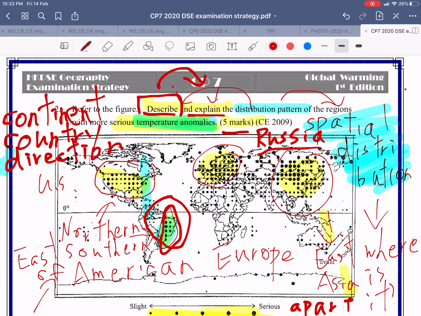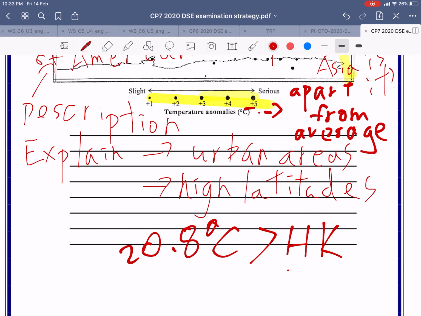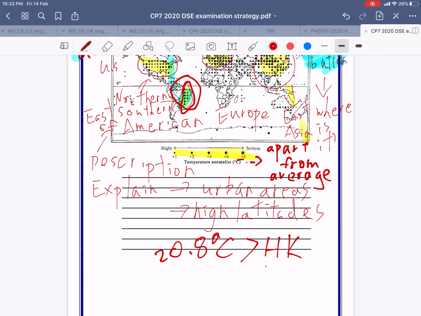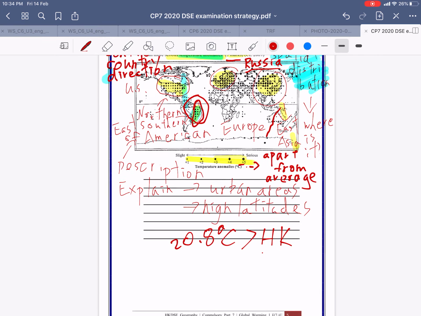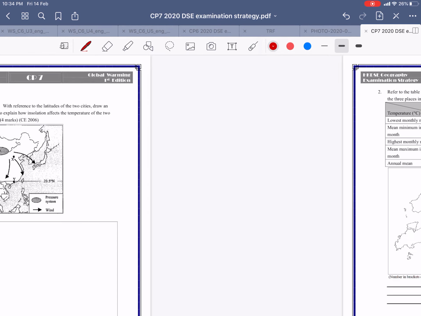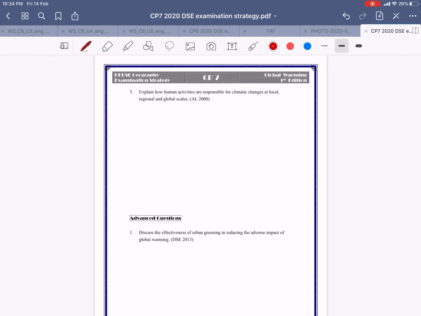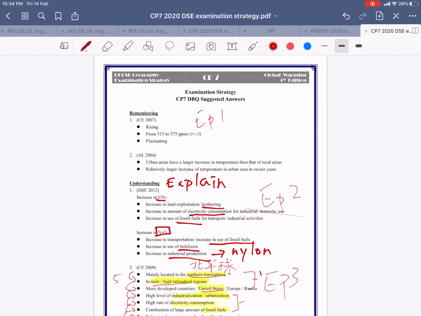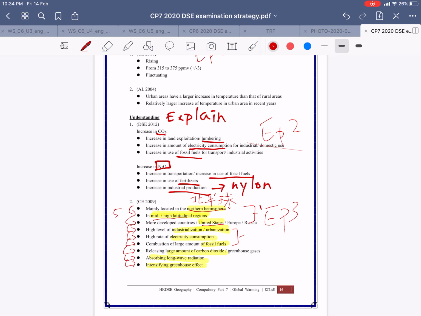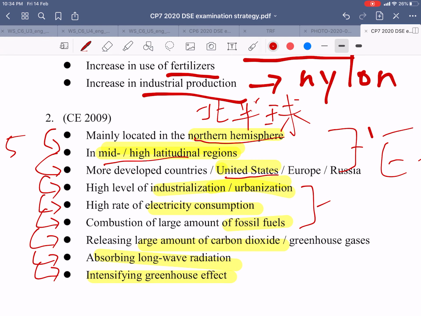So accordingly, you can see most of the temperature anomalies are in urban areas, and most of them are in the high latitudes. Why? Because the greenhouse effect is more dominant right there. So let's check out the answer. Using this method, first of all continent, then country, and then direction, you can mostly grab the marks.